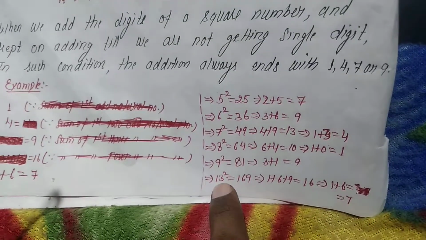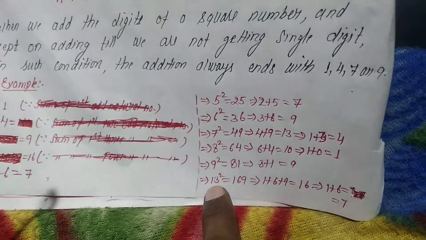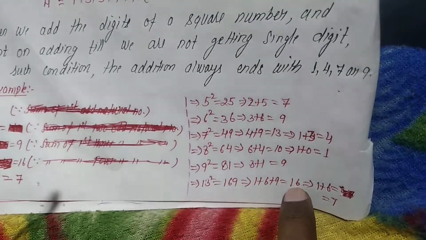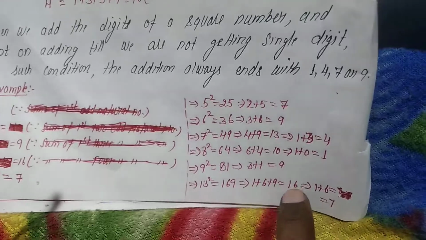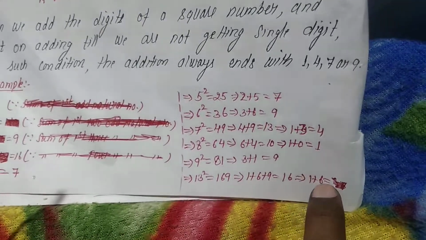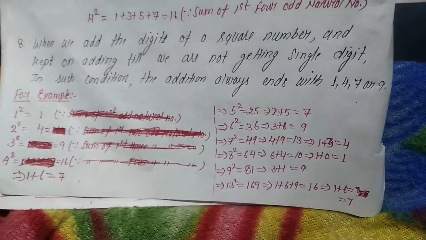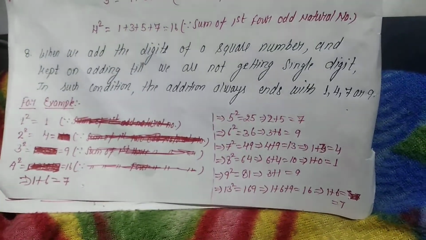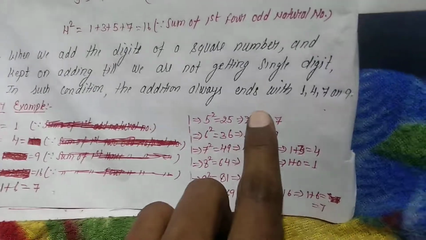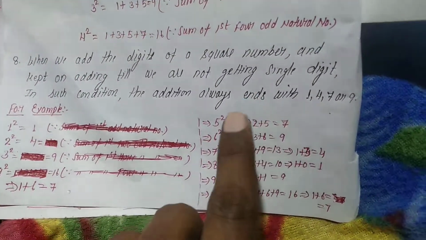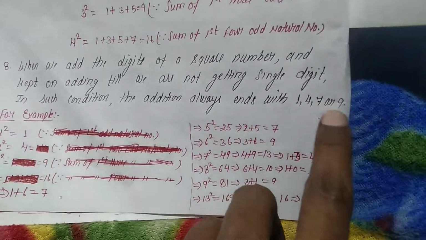Now the square of 13, which is 169. Now add the digits, 1 plus 6 plus 9 we get 16. Now again we have to add the digits, 1 plus 6 we get 7. See, in the property 7 is there. So it is clear that if we individually add the digits of the given square number and keep it a single digit, we will get 1, 4, 7 or 9.